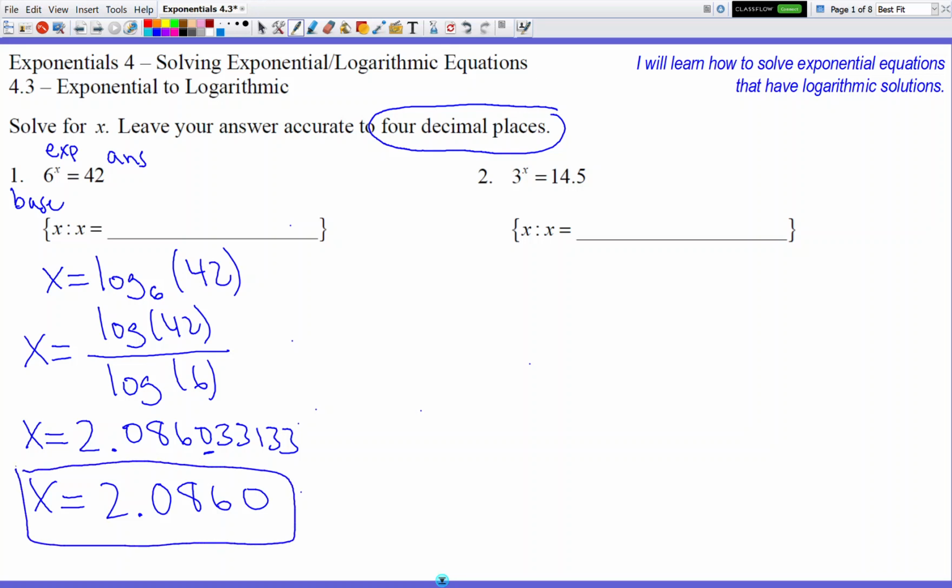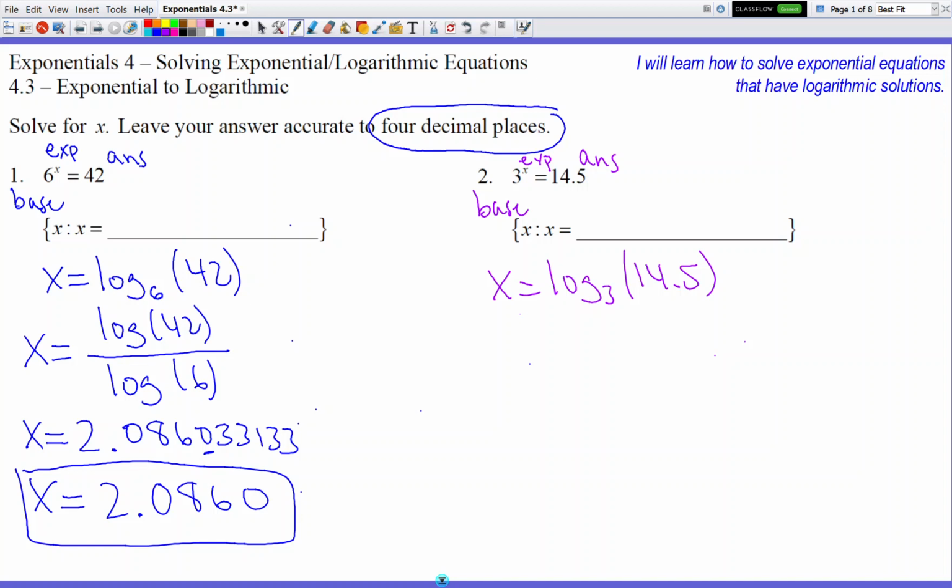All right, so let's go on to number 2. Same way: we want to solve for x, which is in the exponent spot. So 3 is my base, x is my exponent, and 14.5 is in the answer spot. When I switch forms, it's going to be x equals log base 3 of 14.5. All I did was change forms based on section 2.1, 2.2. If you forgot how to do this, just go back and watch the 2.1, 2.2 videos.